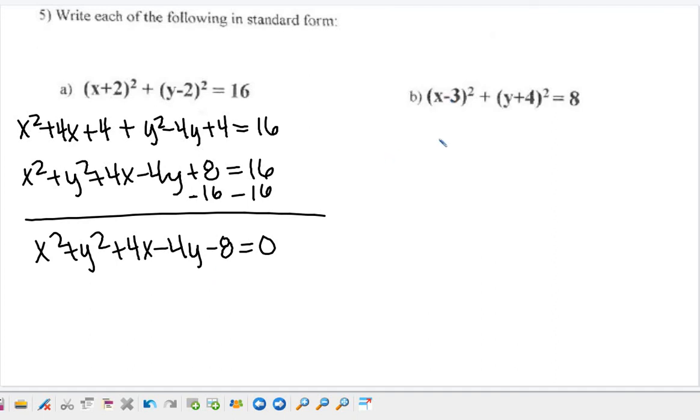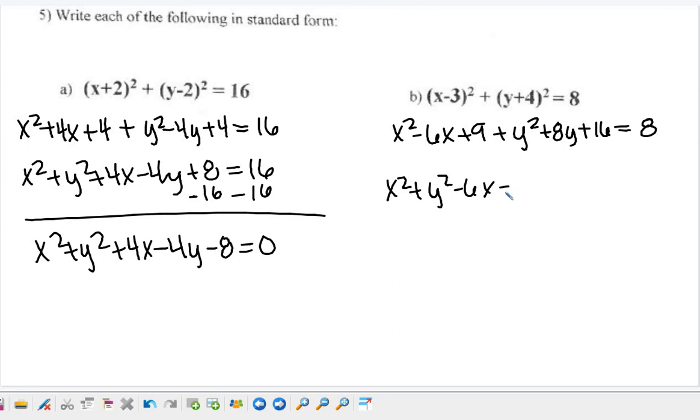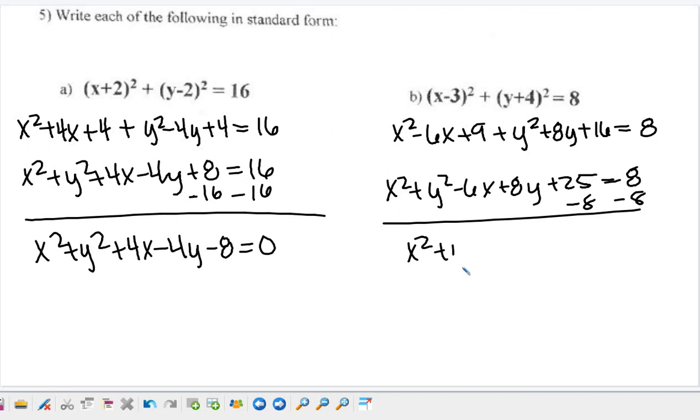Okay, so same thing, square the first term, twice the product, square the second term. So x squared plus y squared minus 6x plus 8y. 9 plus 16 is 25, and subtract 8. So x squared plus y squared minus 6x plus 8y plus 17.